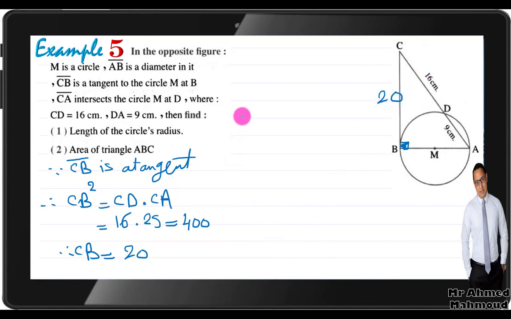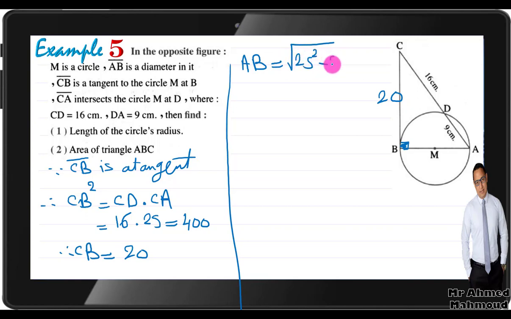Now I can find AB by using the Pythagorean theorem. AB equals the square root of 25 to the power of 2 minus 20 to the power of 2. This is equal to 15 centimeters. AB is a diameter, therefore R equals 15 divided by 2, which equals 7.5. Now the radius equals 7.5.